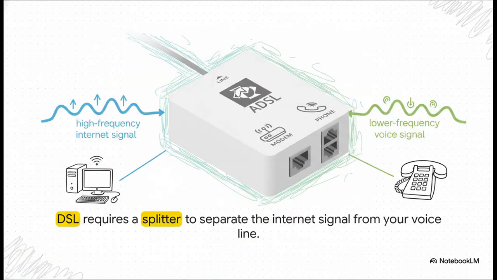But to make that work, you needed one of these little things, a splitter. Its job was super simple, but absolutely crucial. It just separated the internet signal from the voice signal so you could talk on the phone and surf the web without one messing up the other.